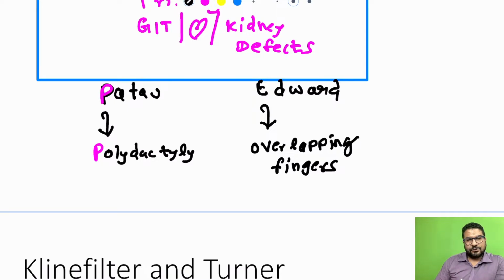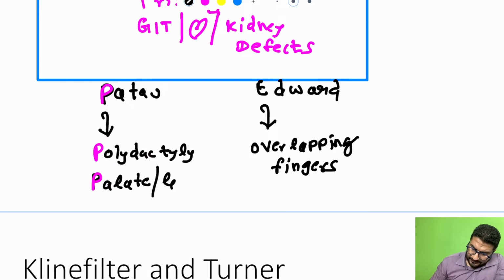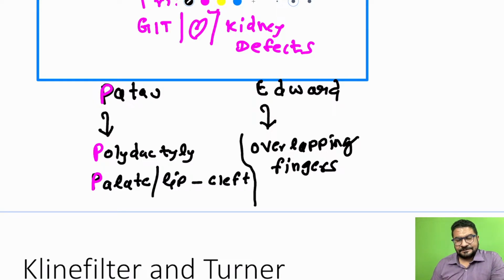Then if I talk about Patau syndrome, in Patau syndrome you will notice polydactyly and you will notice palate will have a defect. So P for palate. Palate or lip will have cleft. So cleft lip और palate होगा. Edward में you will not see this.